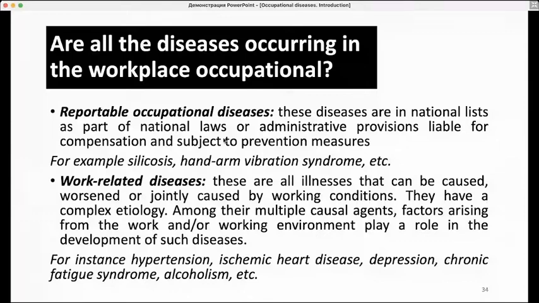And the third group is environmental diseases or non-occupational. I think we don't need to talk about them.